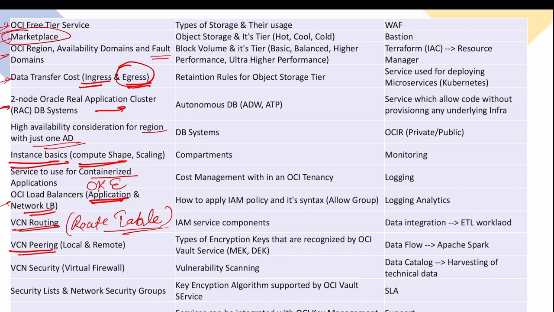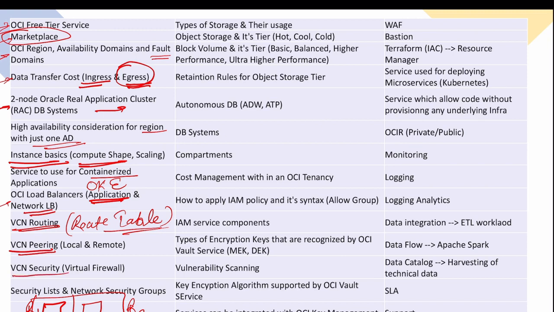Then we will understand the VCN peering. Whenever our peering is between two VCNs within the same region, then it is a local peering. If it is within two different regions, then it is remote peering. So whatever connection we are having with OCI and our organization, that is remote peering. So we use DRG for that one.